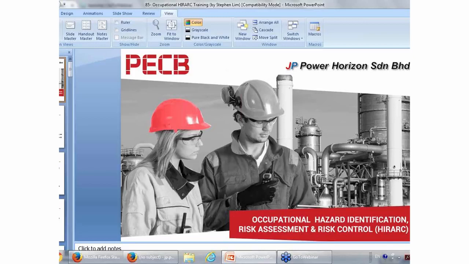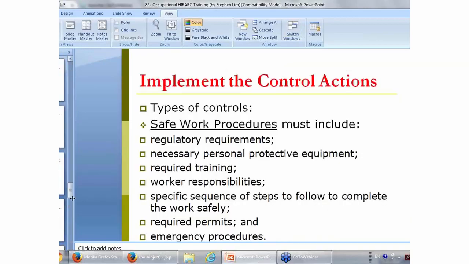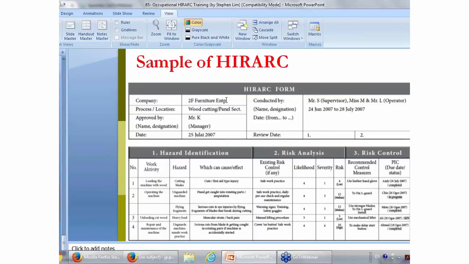Thank you, Susanna. Now, the first one, you need to have a HIRARC worksheet. As you can see on the screen just now, there's an example of the worksheet, on the last page, I believe. Let me go through again. Yeah, this is the example of the worksheet.